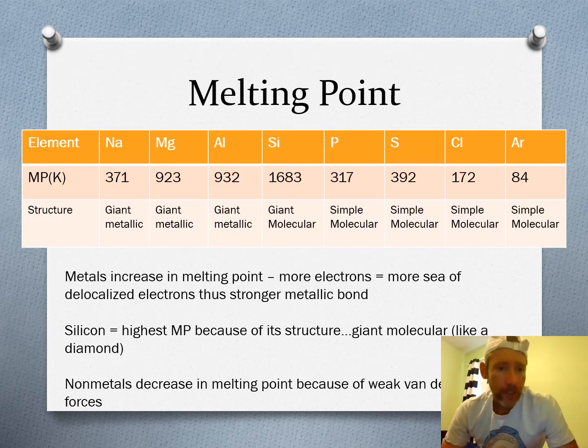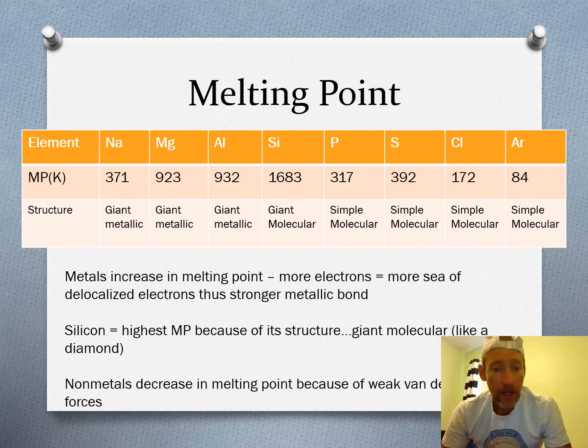All right, melting point. Melting point deals with the structure of the atom. Obviously metals are going to be higher, non-metals are going to be lower. But the uniqueness about melting point comes from the silicon and carbon group.